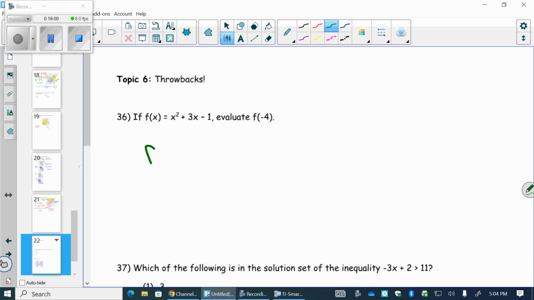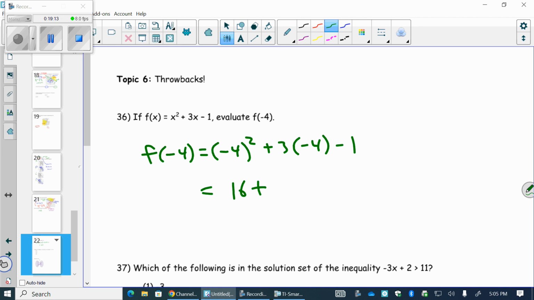Evaluate f of -4. Just follow the instructions. Put -4 in for x, and just do what it says. So -4 squared is -4 times -4. That's going to be 16. 3 times -4 is -12 minus 1. 16 plus -12 would be 4, minus 1 would be 3. That's what I'm going to do there.